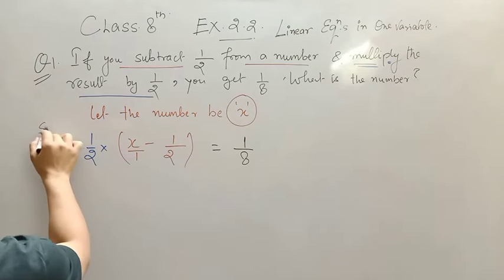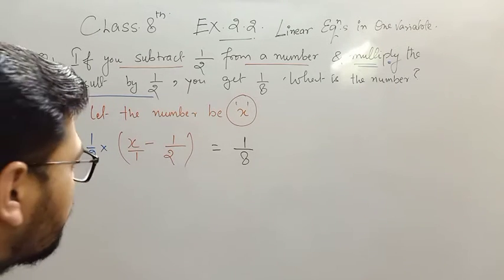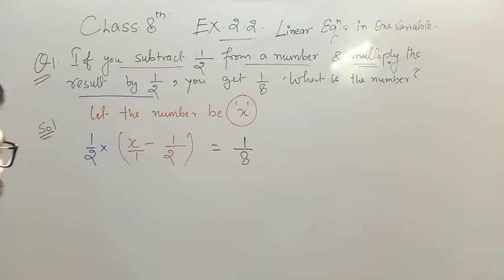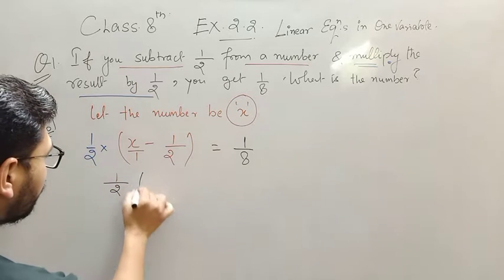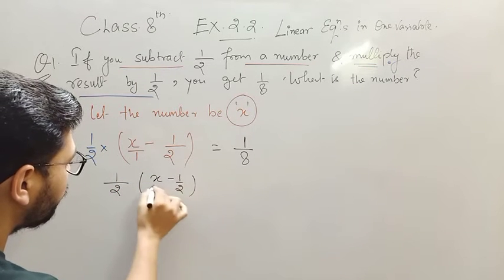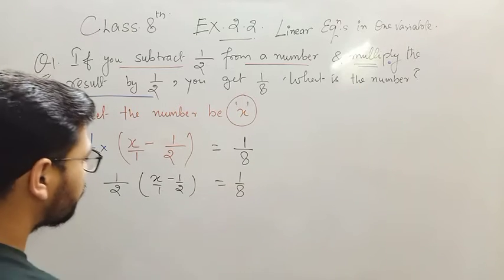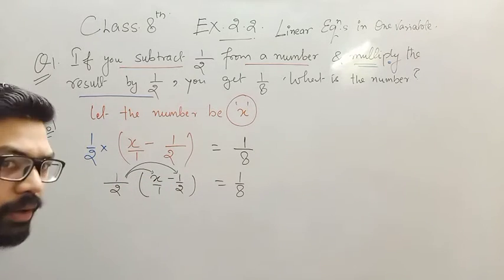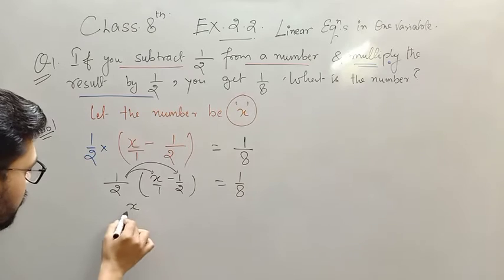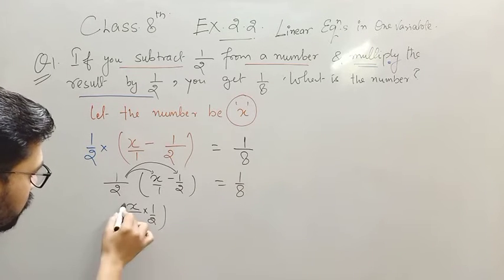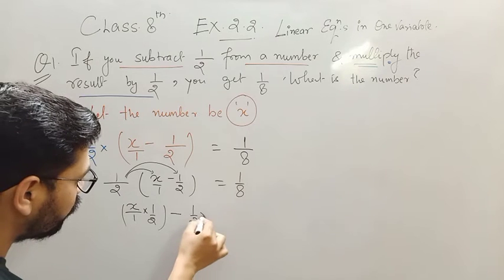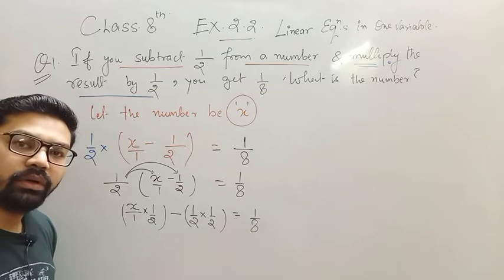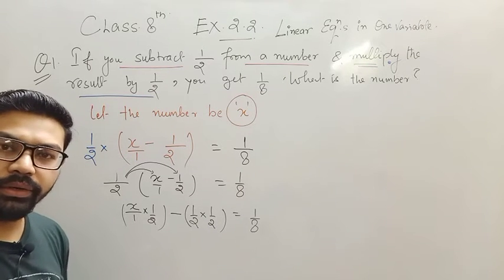So this is very important for you all to understand how to make these equations by reading the statement. Now I think this is easy for you to solve because exercise 2.1 is completely based on solving these equations, right? Now I have (x minus 1 by 2) times 1 by 2 is equal to 1 by 8. Now let's multiply using the distributive property: x into 1 by 2, then minus 1 upon 2 into 1 upon 2 is equal to 1 upon 8. Up to this point, everything is clear to you all, right?